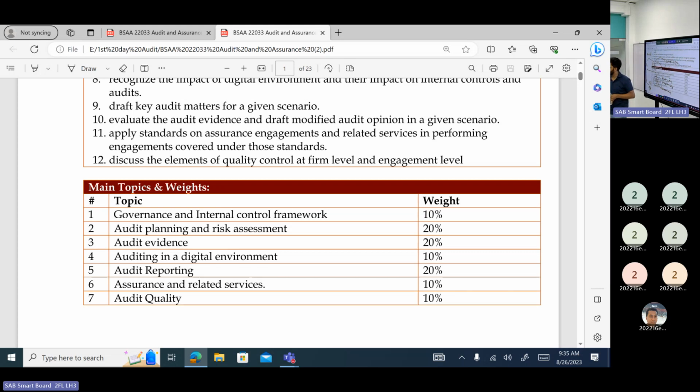What does it mean to you? Lower level assurance, high level assurance. A hundred percent means it's a certificate level.